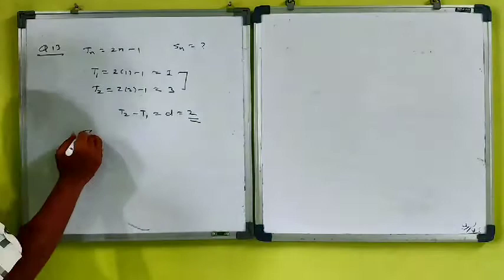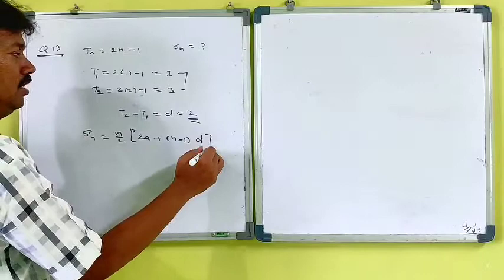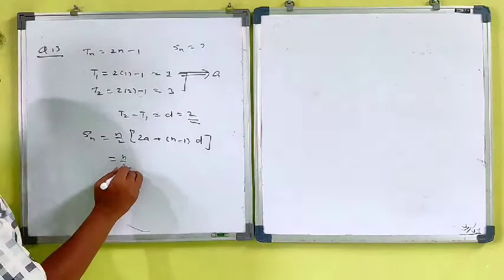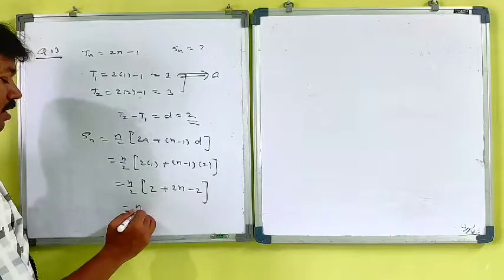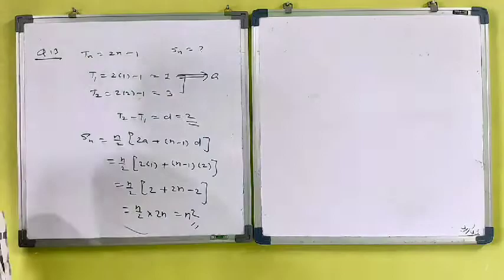So Sn here is n by 2 into 2a plus n minus 1 d. This is your first term, so that is a also. So a is equal to 1, we will put here. So 2 into 1 plus n minus 1 into 2. That gives you n by 2, 2 plus 2n minus 2. So this is cancelled, n by 2 into 2n, and this is cancelled. So the answer is n squared. So the value of this Sn is equal to n squared.